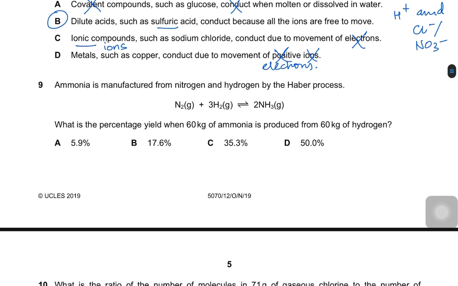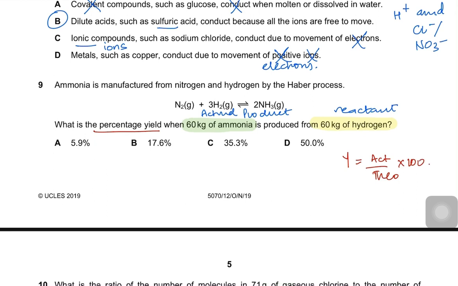Ammonia is manufactured from nitrogen and hydrogen by the Haber process. What is the percentage yield when 60 kg of ammonia is produced from 60 kg of hydrogen? Now you have the reactant in front of you and you have the actual yield in front of you. When the question is concerned with percentage yield, you remember the formula: percentage yield is equal to actual divided by theoretical times 100. You do have the actual yield, but you don't have the theoretical one.